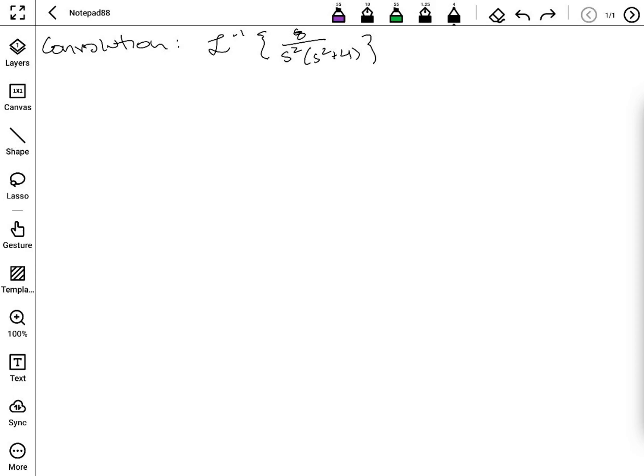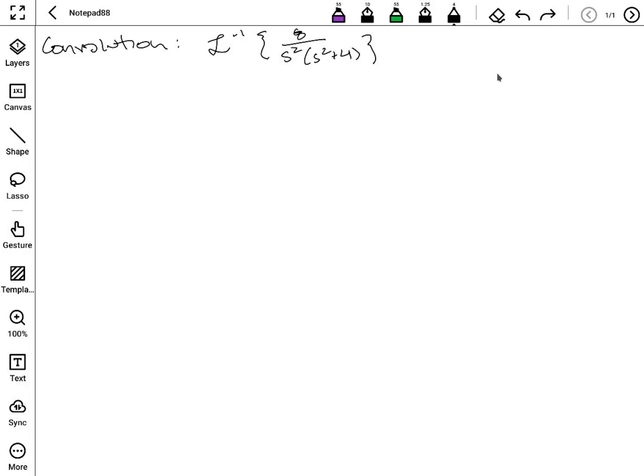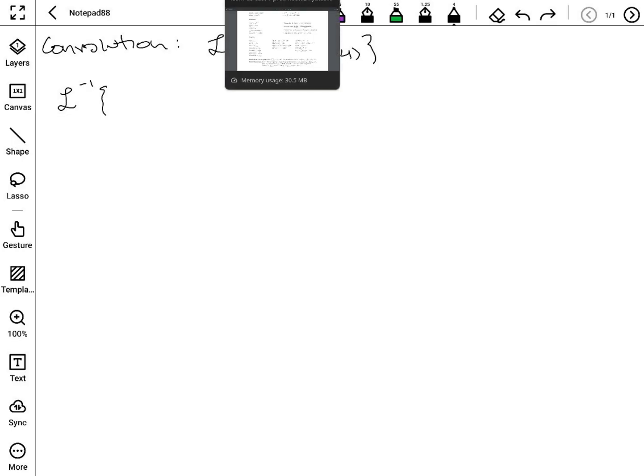Okay, so there was one request to do this problem from the review. Use the convolution theorem to find the inverse Laplace transform of 8 over s squared times s squared plus 4. So I copied it down here. And the approach to this problem is, we're told to use the convolution theorem.